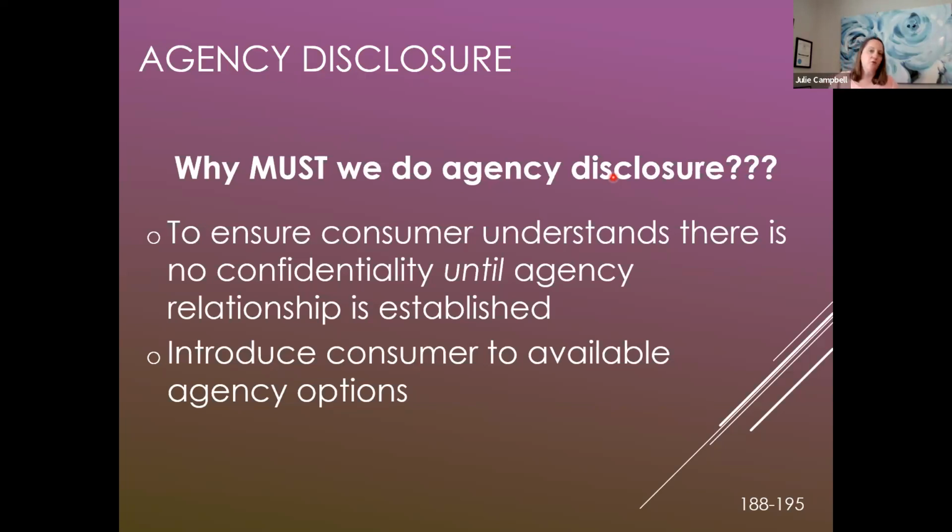The other big piece of this form lets the consumer know that I don't owe you confidentiality until and if you decide to hire me. If you never hire me, I don't owe you confidentiality. Please understand, the working with real estate agent disclosure is a consumer form. This is not a customer form. This is not a client form. This is a consumer form. This is what we do first to decide, are you going to be my client or my customer? This happens before all of that.